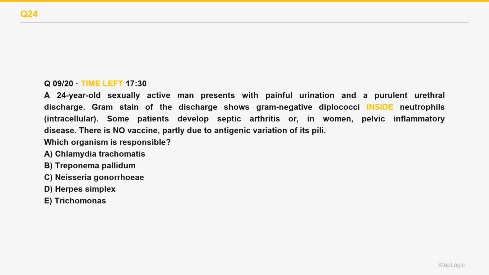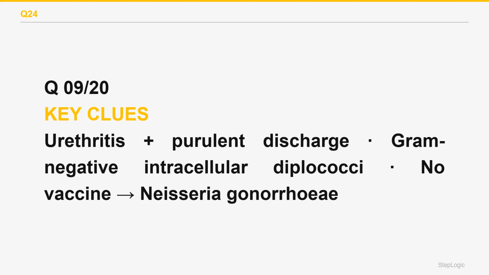Read the question. Which organism? Urethritis with purulent discharge, gram-negative intracellular diplococci, no vaccine, pili variation: Neisseria gonorrhoeae. This is gonorrhea caused by Neisseria gonorrhoeae, a gram-negative diplococcus. The diagnostic Gram stain clue is gram-negative diplococci located inside neutrophils, intracellular. In men, it classically causes a purulent urethritis with dysuria and discharge.